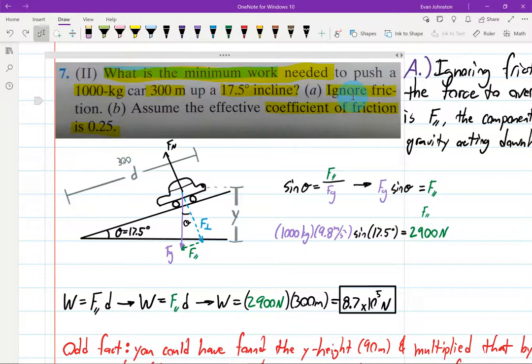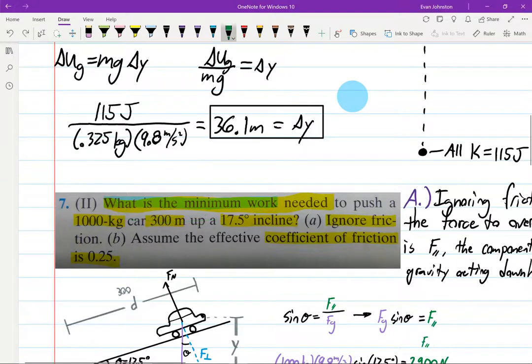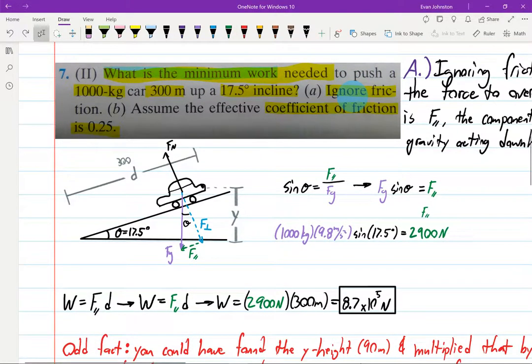Really, the thing that you're having to overcome is this parallel component of gravity, because you're pushing it up the slope and it wants to pull it down the slope, correct? And so, really, what we can do here is if you find the force parallel and you know the distance, you know the work that the parallel part of gravity would do bringing the car down the slope. And so you have to do at least that much work. You have to overcome at least that much. That's one way to approach it.